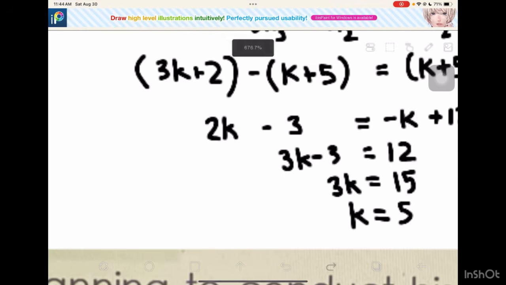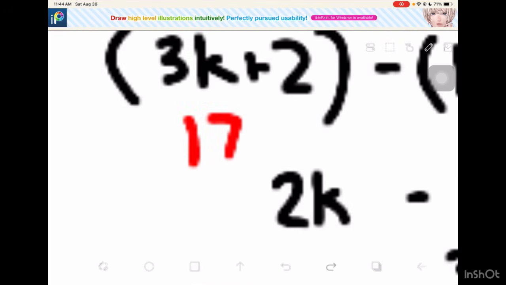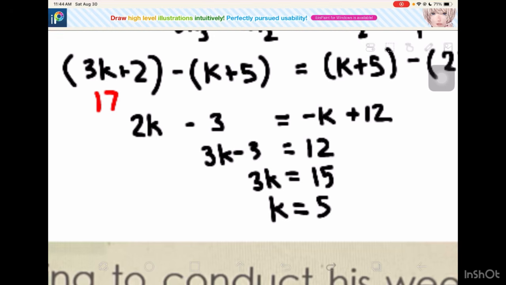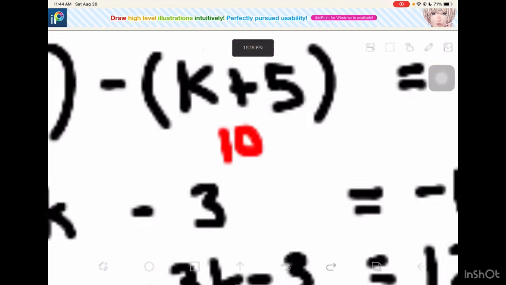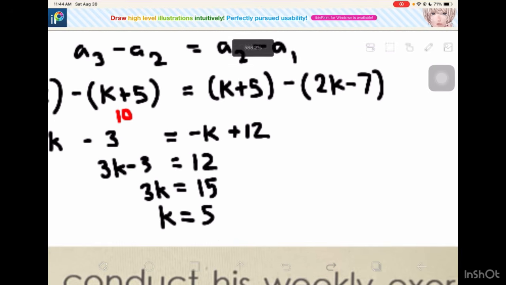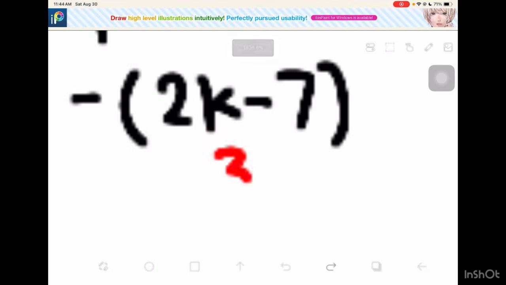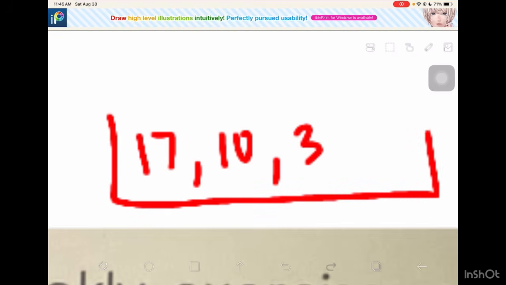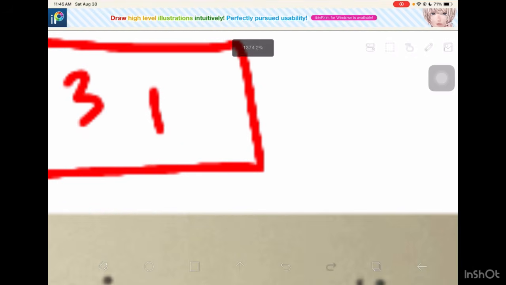So 3k plus 2 is 5 times 3, 15 plus 2 is 17. And then k plus 5, this is 5 plus 5, that's 10. And then 2k minus 7, so that's 10 minus 7, that's 3. So 17, 10, and 3 is our answer for number 16.